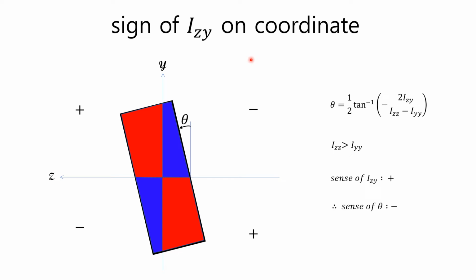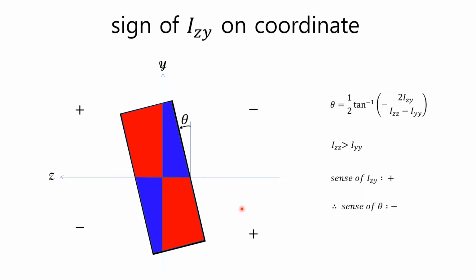In the same way as before, let's intuitively evaluate the sign of the product moment of area Izy to find out which direction the angle theta to the principal axis is. In this picture, it can be seen that the sign of the product moment of area is positive because the area is widely distributed in the first and the third quadrant.